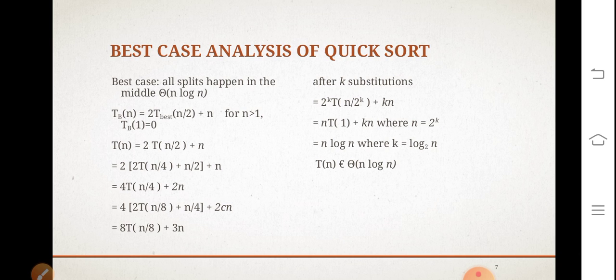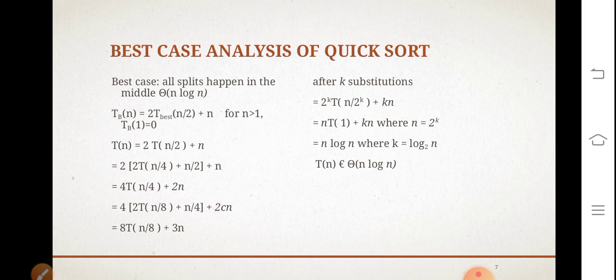Then we have to analyze this quicksort algorithm, that is how much time it takes for splitting, merging, and what is the best case analysis of this quicksort, what is the worst case, what is the average case. So best case, all splits happen in the middle, theta of n log n. So we'll be getting the best case analysis which belongs to theta of n log n.